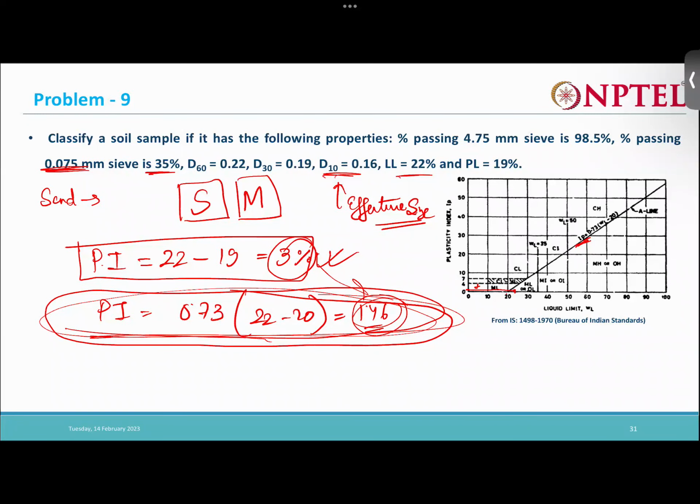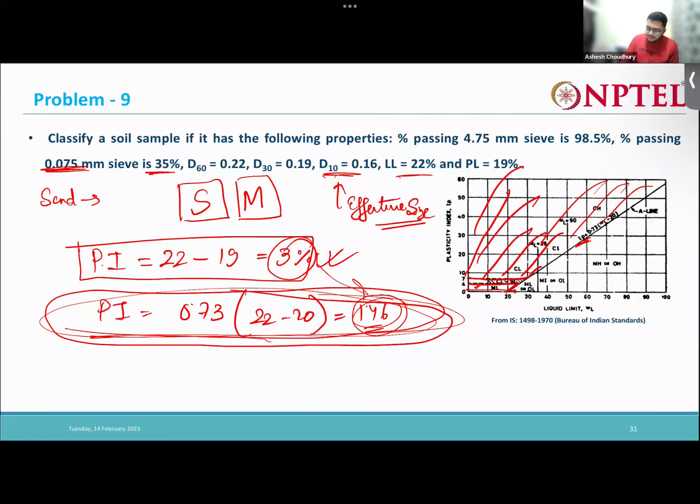But no, in your plasticity chart, this equation is only valid in this region. Below this, our plasticity index is 3%, so it's written here CL-ML. So it is silt. 100% it is silt. Understood? That's why we are saying that it is silt.